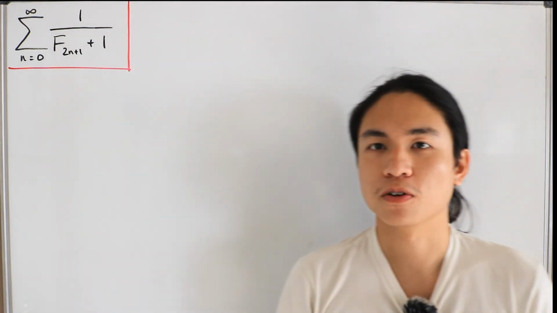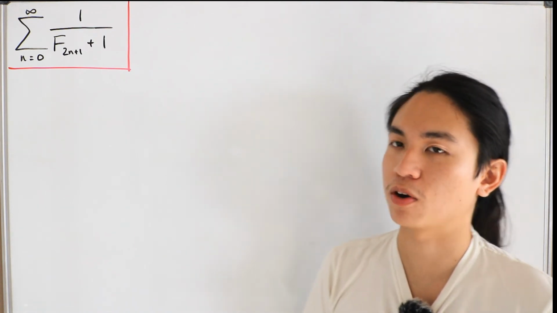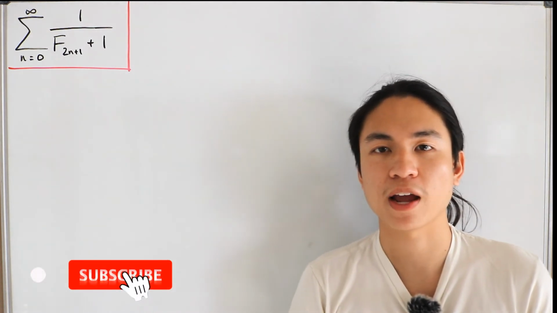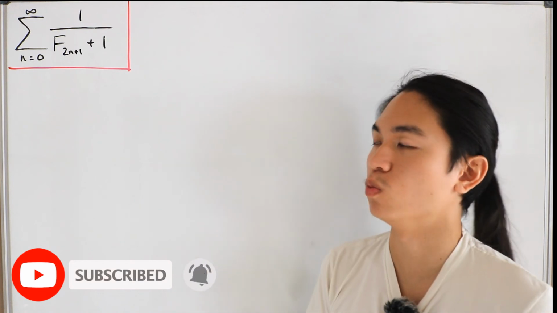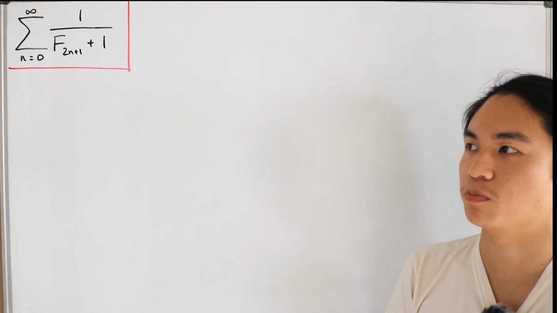So here we have another interesting Fibonacci infinite sum, starting with our index n equals 0, of 1 divided by F sub 2n plus 1, and then plus 1. So you might be thinking of how we might start off something like this.